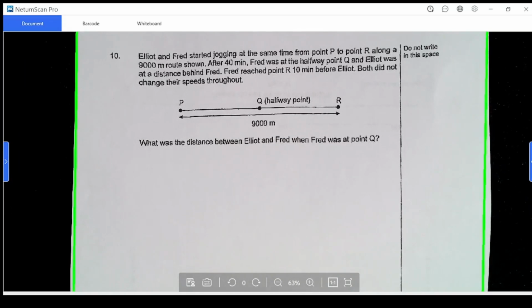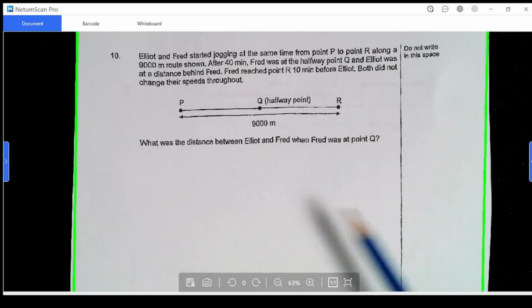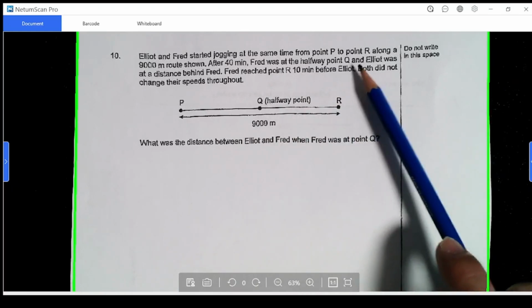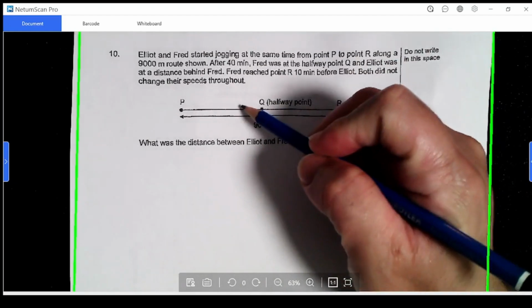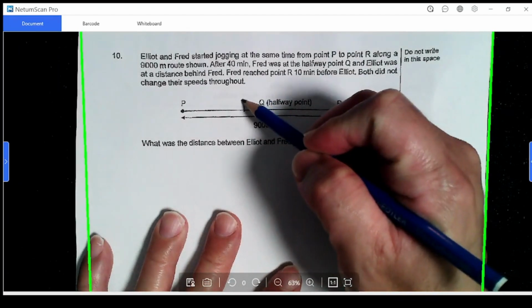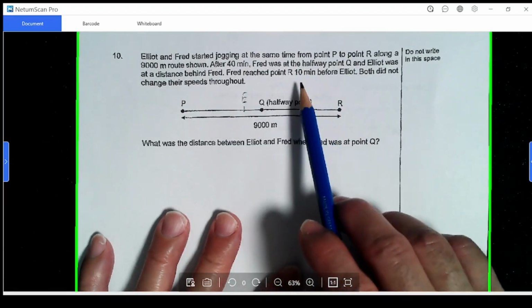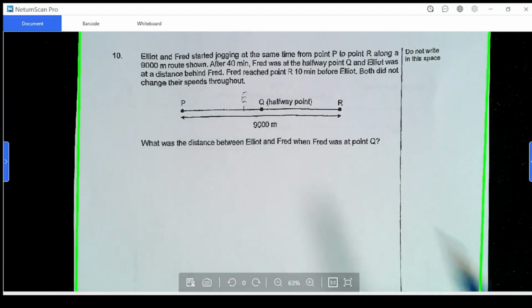Elliot and Fred started jogging at the same time from point P to point R along a 9,000 meters route as shown, as they've very nicely given you the model. They've drawn the model for you. After 40 minutes, Fred was at halfway point Q, and Elliot was at a distance behind Fred. So, we know Elliot was somewhere here. Fred reached point R, the finishing point, 10 minutes before Elliot. Both did not change their speeds throughout.